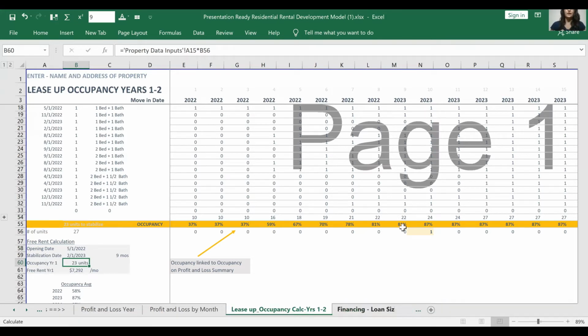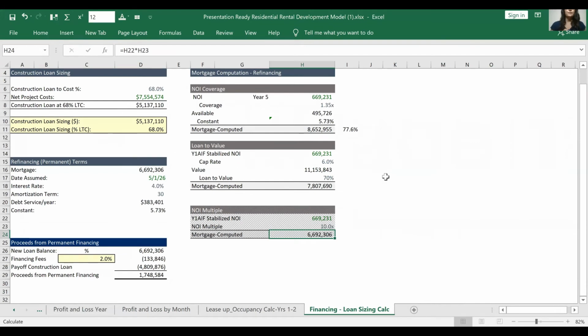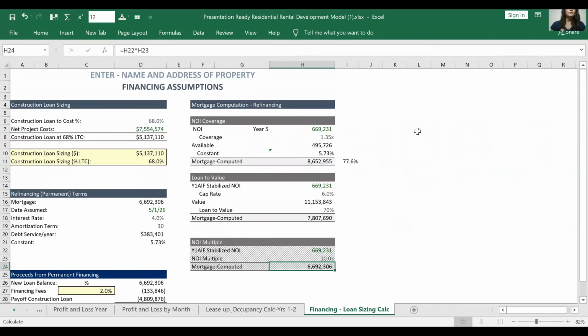The next tab is financial loan sizing. When it comes to construction loans, we have anywhere from 65% to 80% loan to cost that I've seen. So here's where my construction sizing is happening. I'm saying that my net project costs are 7.5 million, and I'm going to finance 5.1 million of it.